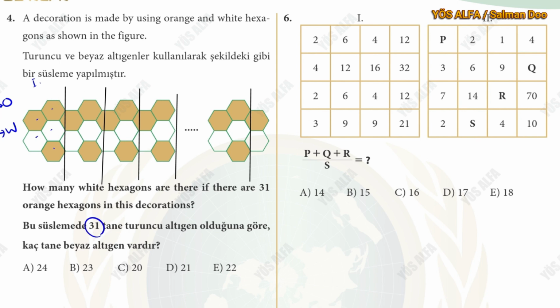So 3 multiplied by 10 is 30. So we're going to have 10 such sections. This is the 10th one, and this one is the 31st. Since we are given that, there will be 31 oranges. Okay, so for that, how many white hexagons should we have? So each section has 2 whites, so we have 10 sections, so the total white is 20. Plus there is an extra one, so 20 plus 1 makes 21. So the answer is D.